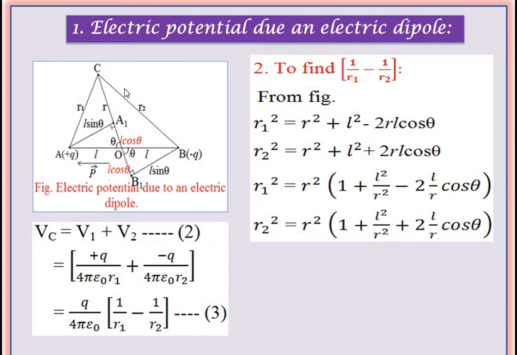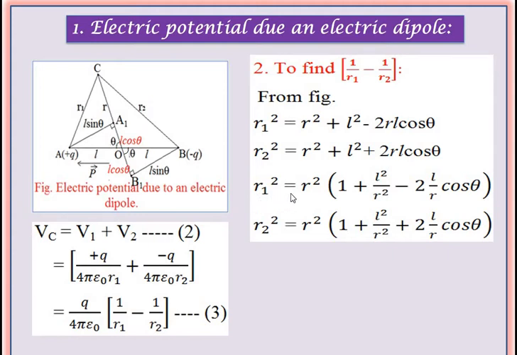From the geometry of the figure, we have obtained the values of R1 square and R2 square, that is R1 square equal to R square plus L square minus 2RL cos theta, and R2 square is equal to R square plus L square plus 2RL cos theta.